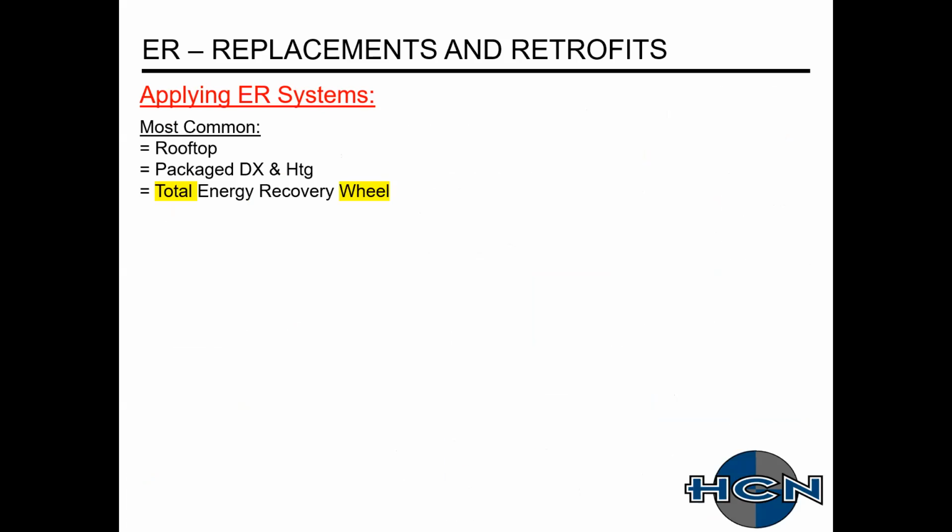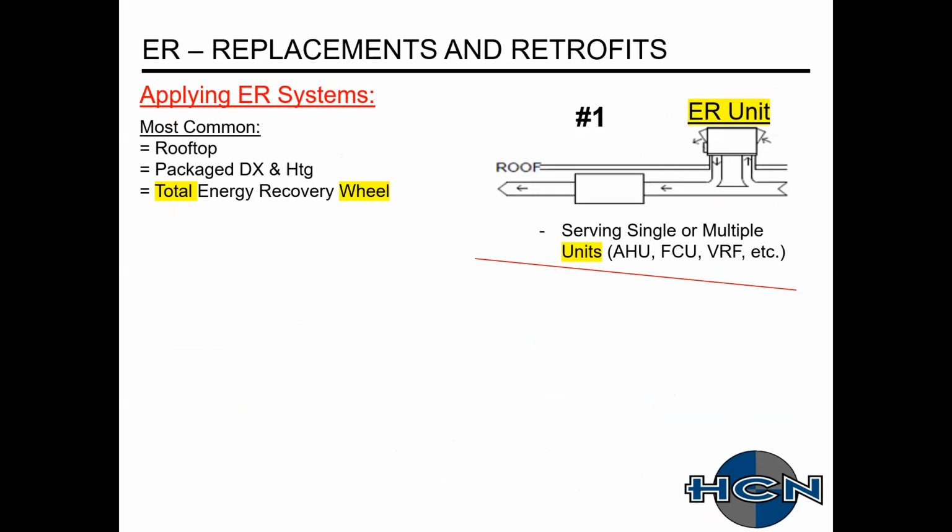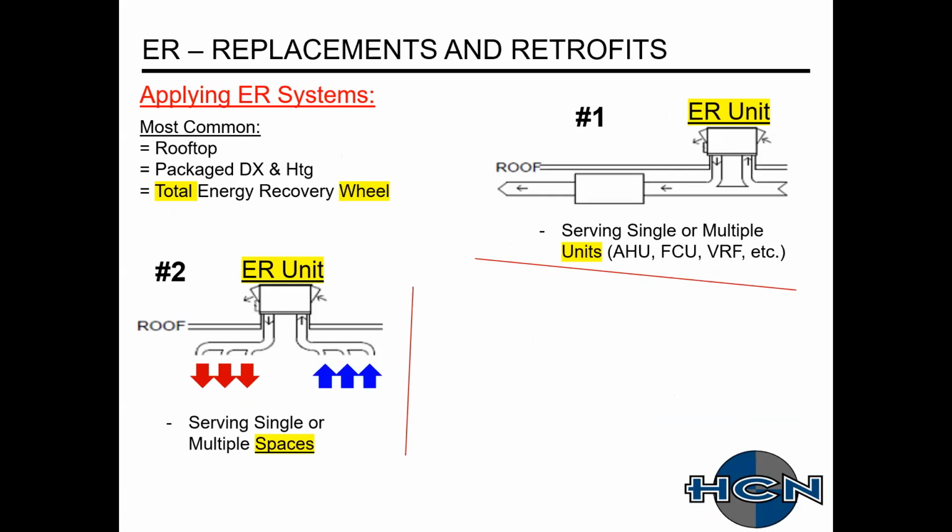All right, so just applying energy recovery systems, just in general, the most common one that you'll see would be a rooftop with package DX and then a total energy recovery wheel. There's 3 different scenarios that I just threw out there. One is you have an energy recovery device on a roof, or maybe it could be indoors. You're serving single or multiple units. These units could be all different types of products. Item number 2 would be just the energy recovery device.